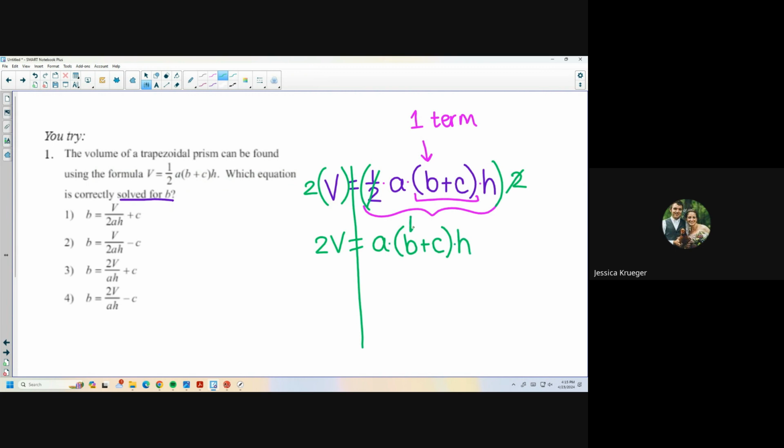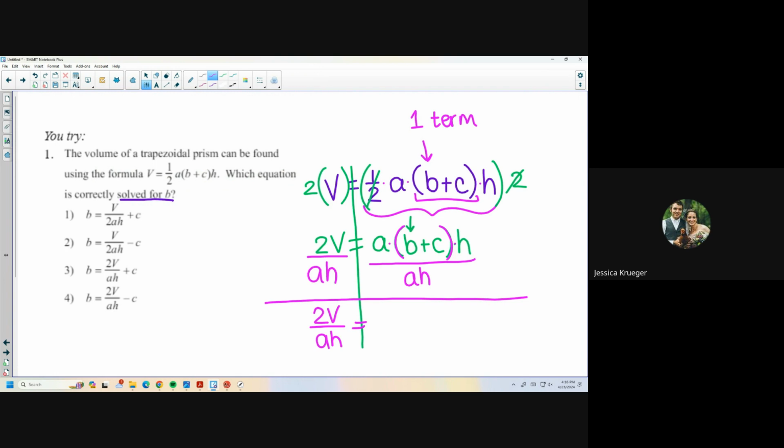Again, I'm trying to isolate B. So I'd like you to pause the video and think about what your next step would be, and then hit play to check your work. I want to isolate my parentheses. So I want to get rid of the A and the H. What's attaching the A and the H to the parentheses is multiplication. To get rid of multiplication, we divide. So I'm going to divide by AH. So on the left, I'm going to have 2V over AH.